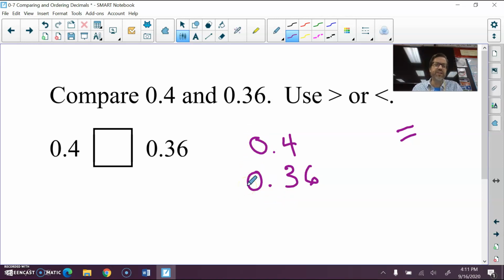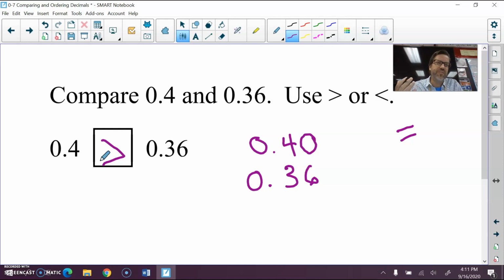In order to compare these, I'm noticing I don't have a digit in the hundredths place in this first number. So I'm going to put a 0 there. 0.4, 4/10, has the same value as 40 hundredths. Okay? And now that I've shown that, you'll see we're not comparing 36 to 4. We're comparing 36 with 40. And 40 is larger than 36. So I can see 0.4 is bigger than 0.36.